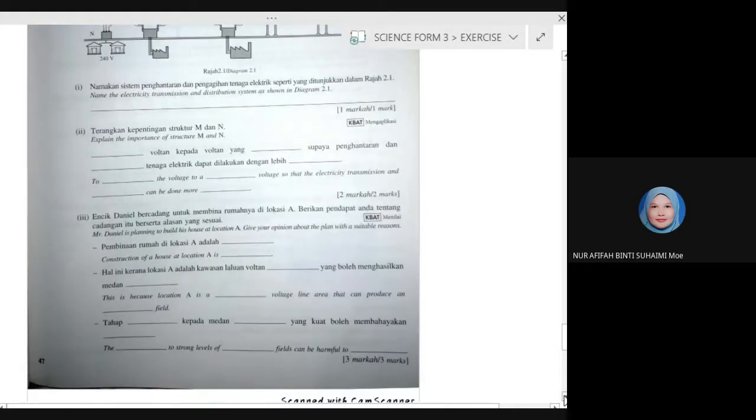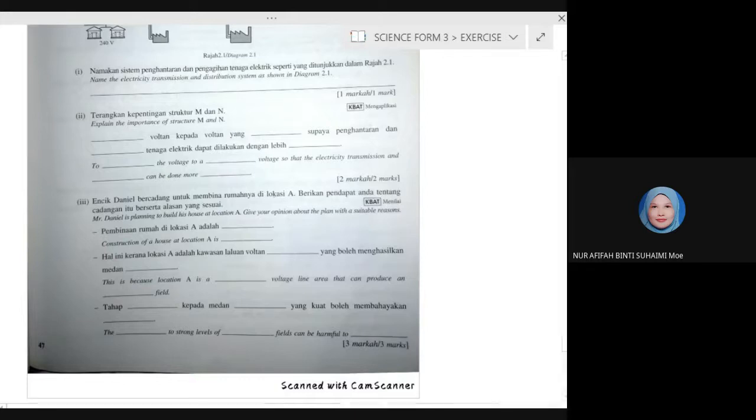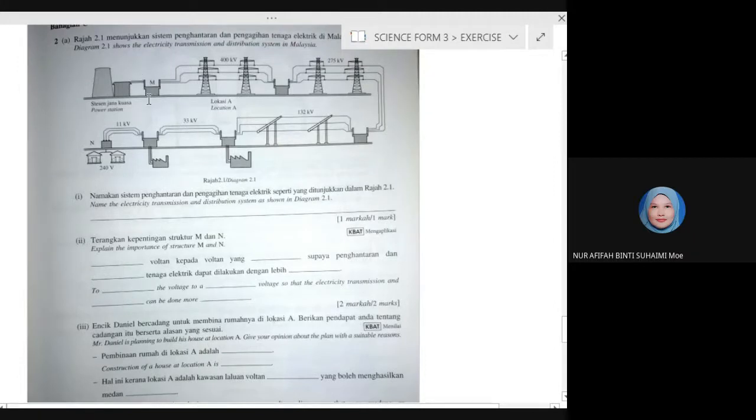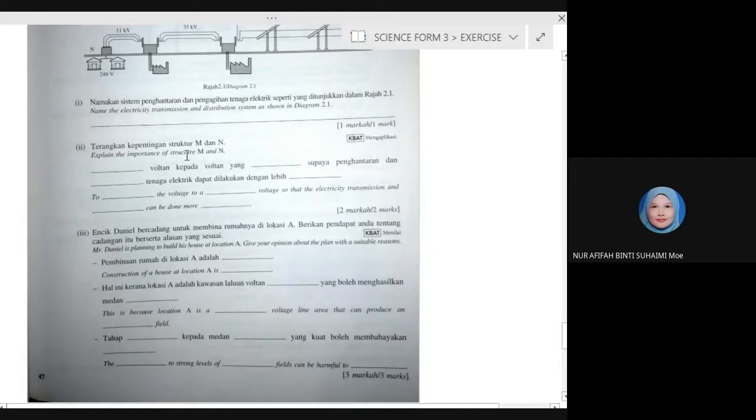Okay. Number 2, explain the importance of structure M and N. Mana M, mana N? Okay, M should be the transformer lah. Okay, what type of transformer is it? So M and N, apa beza dia? Now this one I already mentioned. M to increase the voltage, and N from 11 to 240. What type of transformer here? Is it step up or step down? Okay. Explain the importance.